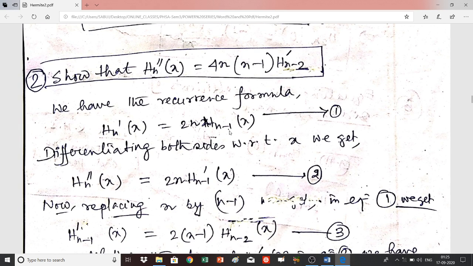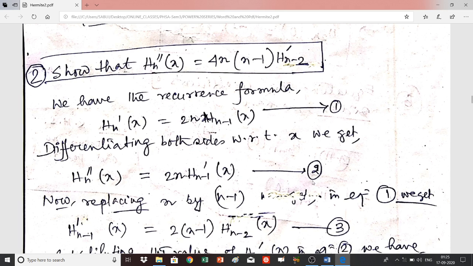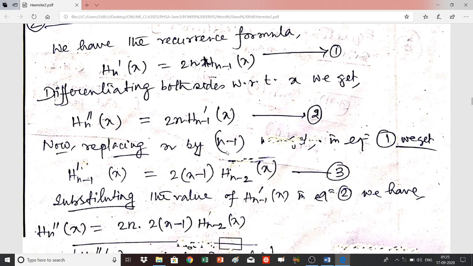Now differentiating both sides of this expression, you will have h_n double prime x is equal to 2n h_{n-1} prime x. This is equation 2. Now replacing n by n minus 1 in equation 1, you will have h_{n-1} prime x is equal to 2(n minus 1) h_{n-2} x, and this is equation 3.